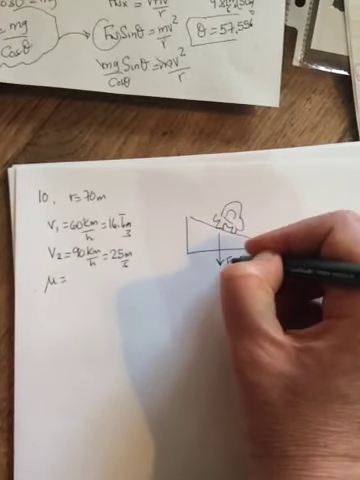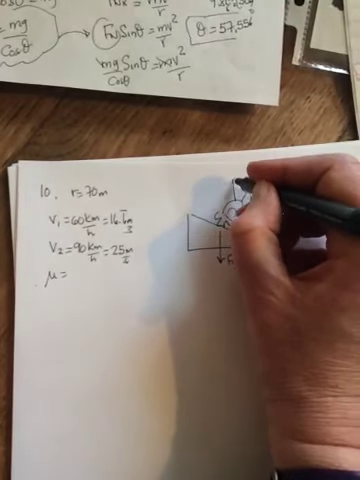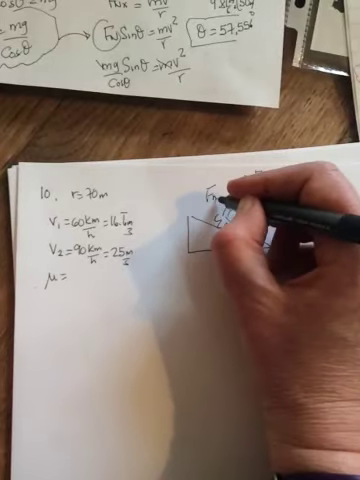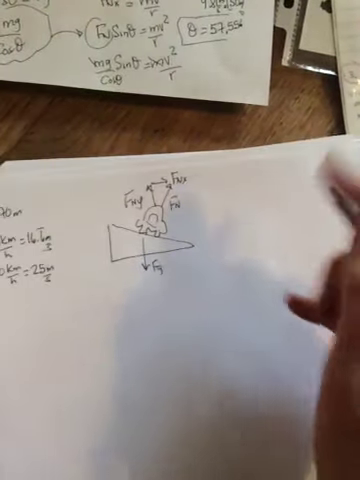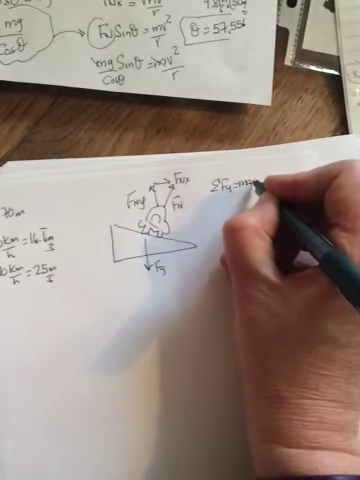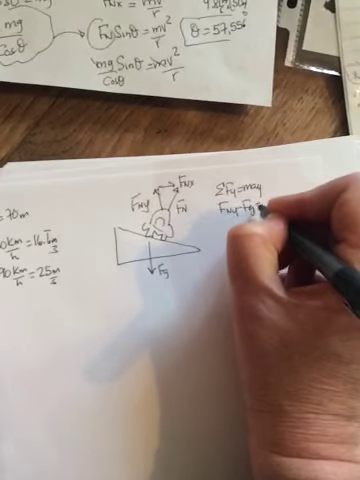So this will be Fg going down, this will be Fn going up, Fny, Fnx, and we assume no friction to start with. So the sum of the forces in the y will equal 0. So Fny minus Fg equals 0.